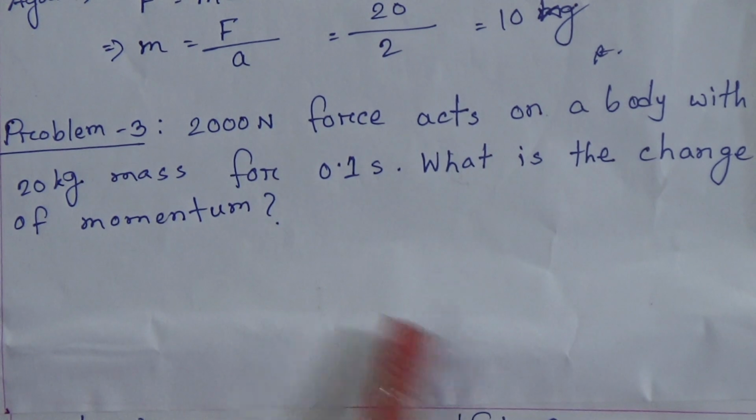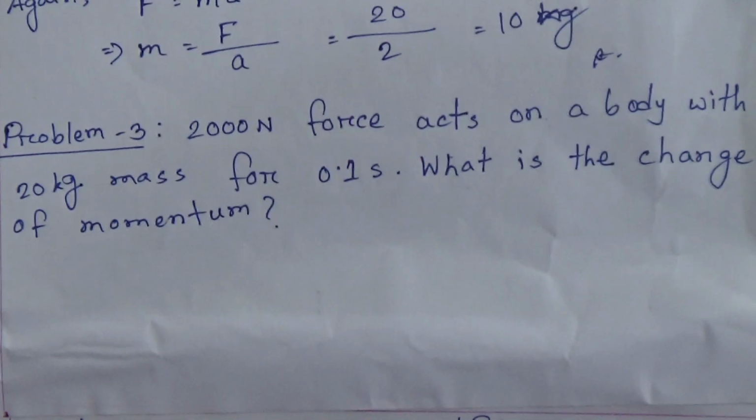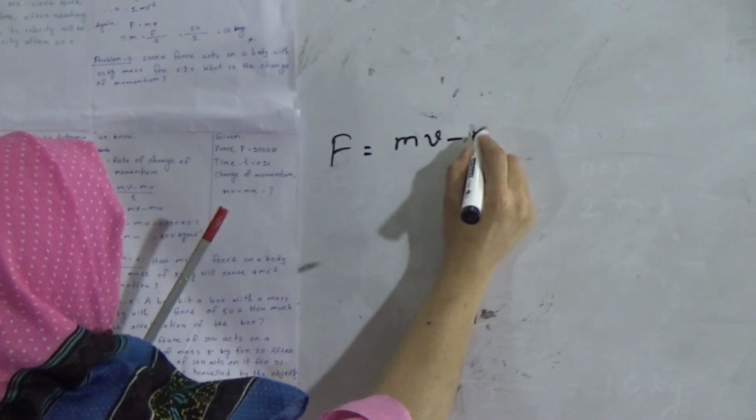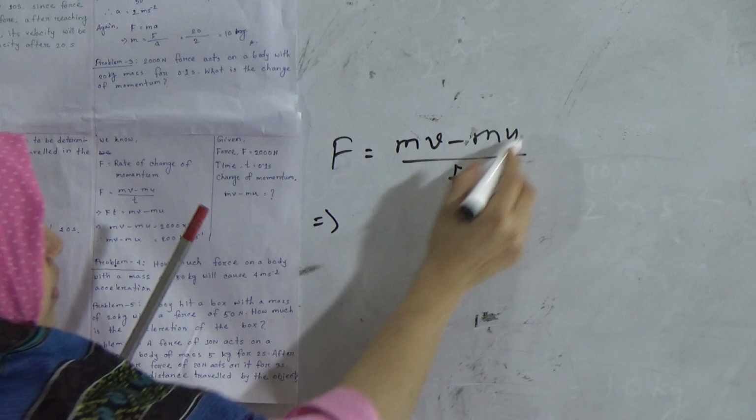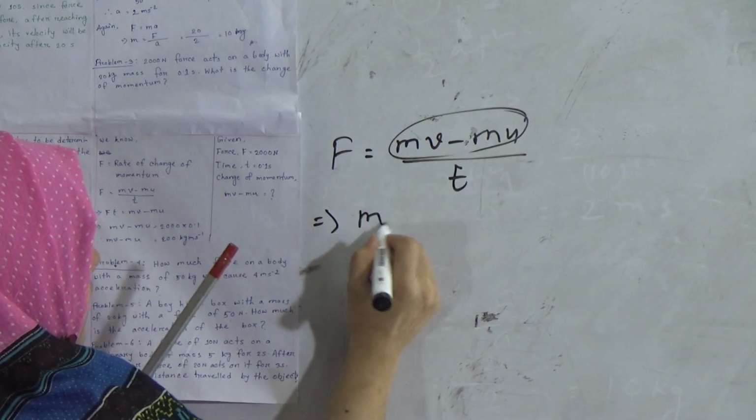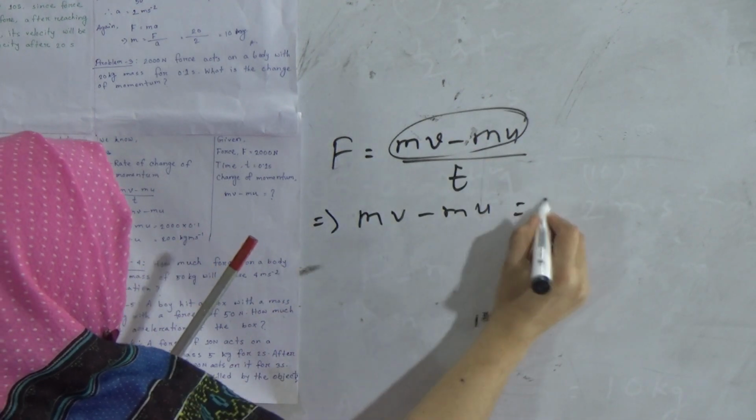We have to find the change of momentum, and we know from Newton's second law that force F equals the rate of change of momentum, that means F = (mv minus mu) divided by t. We will apply this formula, so mv minus mu equals Ft.